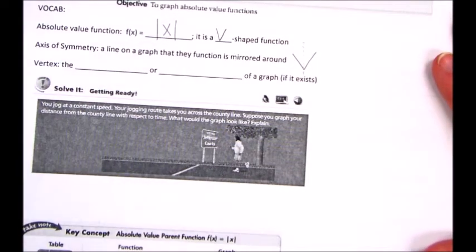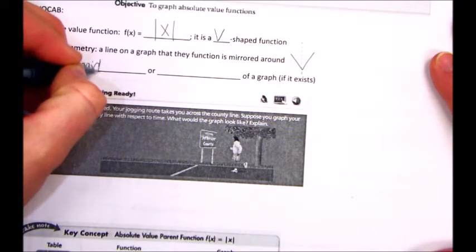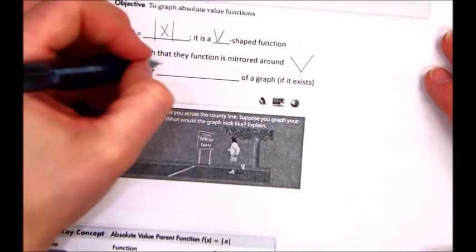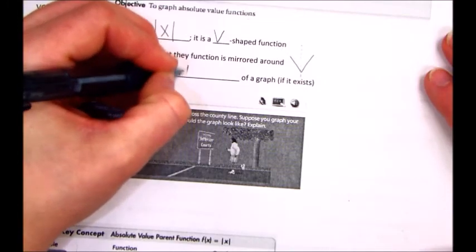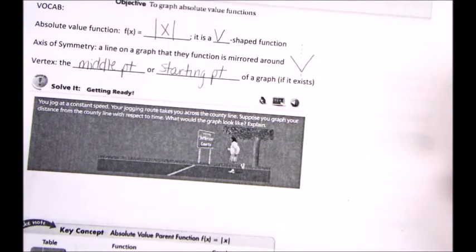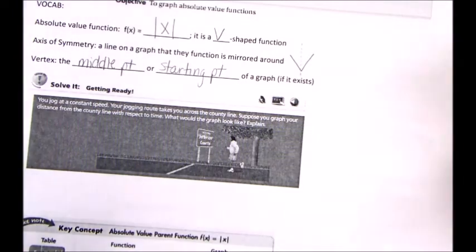The vertex is the middle point. I guess we can call it the middle point. Maybe even like the starting point of the graph. All right, now I don't know why I wrote "if it exists." Maybe I wrote that there because if it's not an absolute value function, it's not going to have a vertex. Maybe a linear vertex. I don't know. You can ignore that little rule.